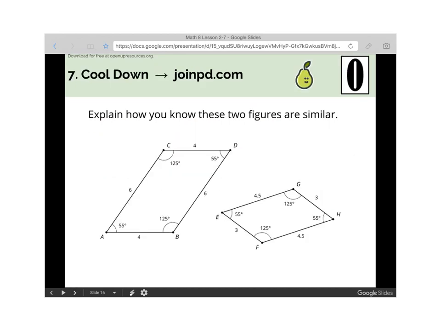It's time for our daily cool down. Head over to joinpd.com and use your class code, and you should see this problem pop up on your screen. Explain how you know these two figures are similar. After you finish up that on Pear Deck, you can use the remaining class time to complete your homework, which is the Lesson 7 practice problems.